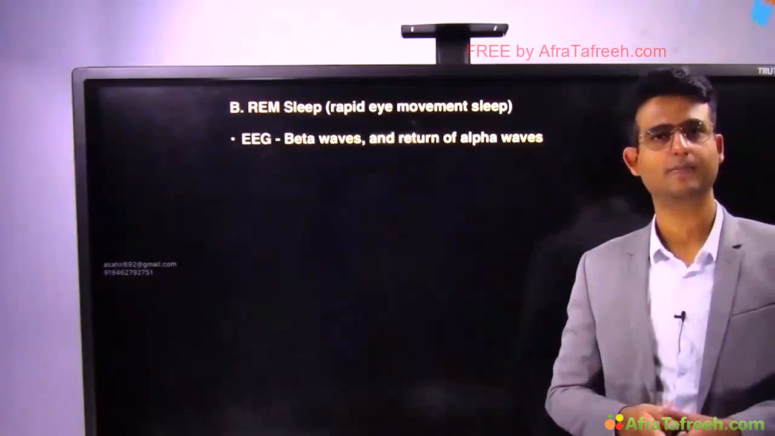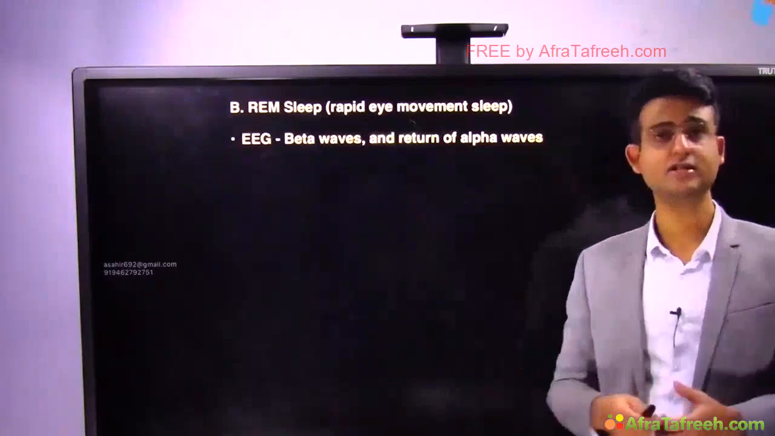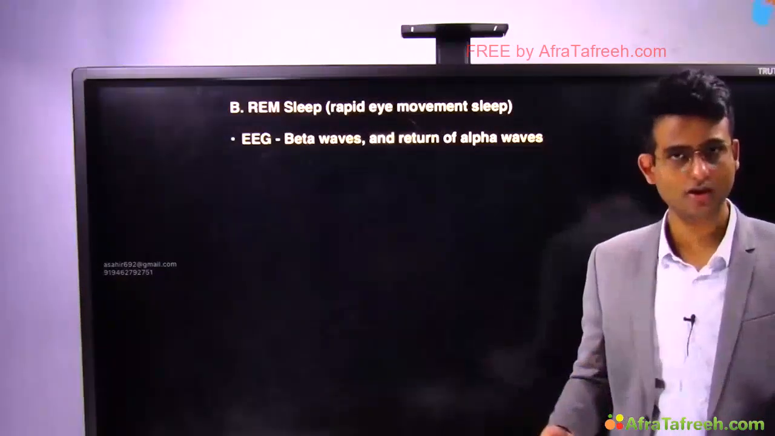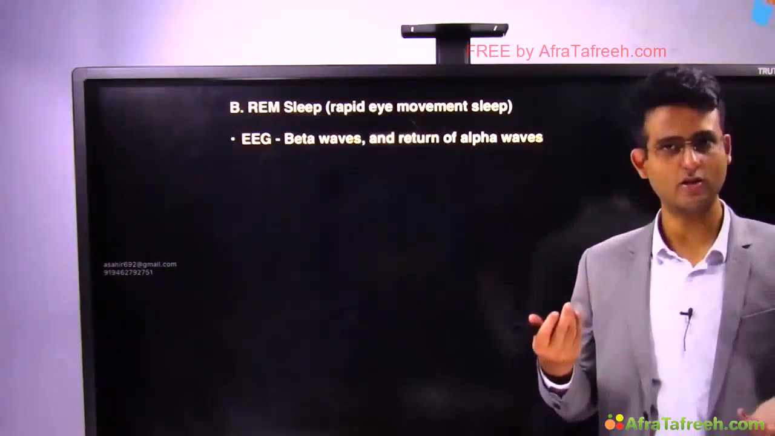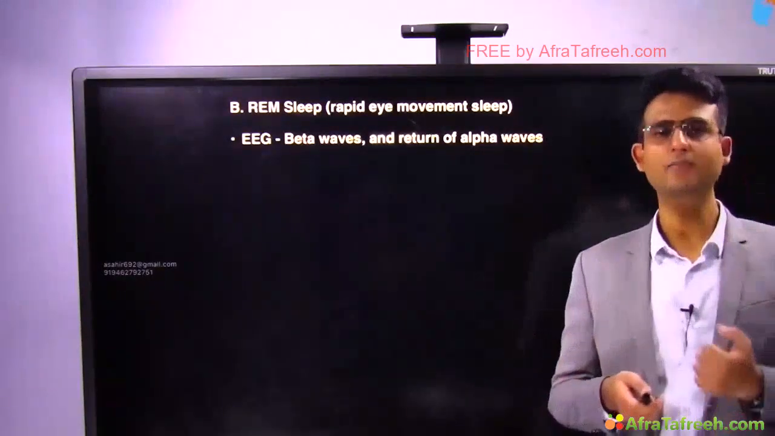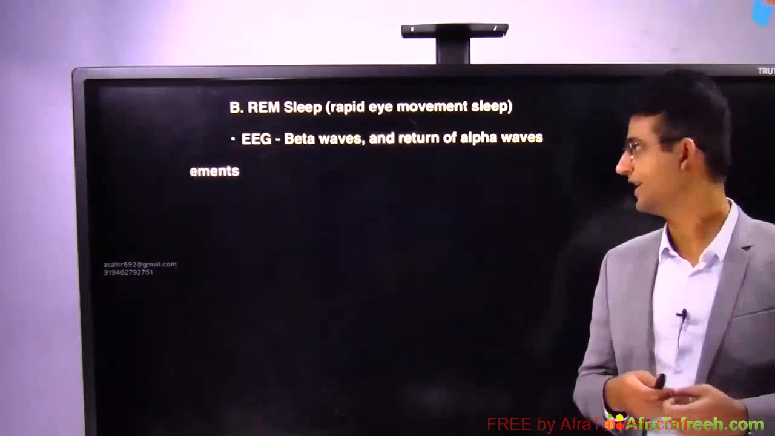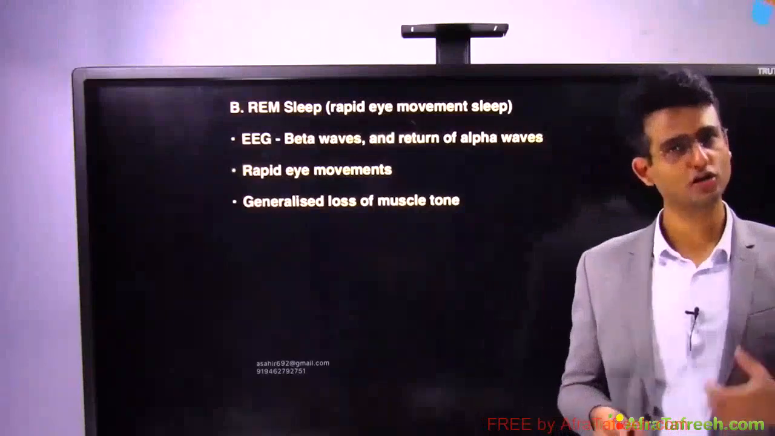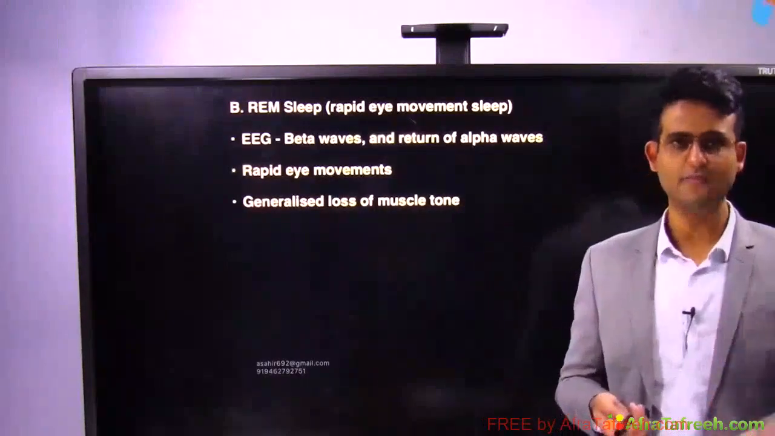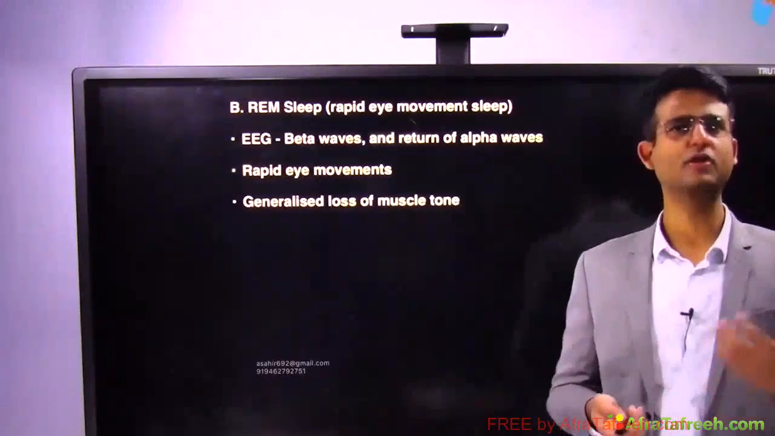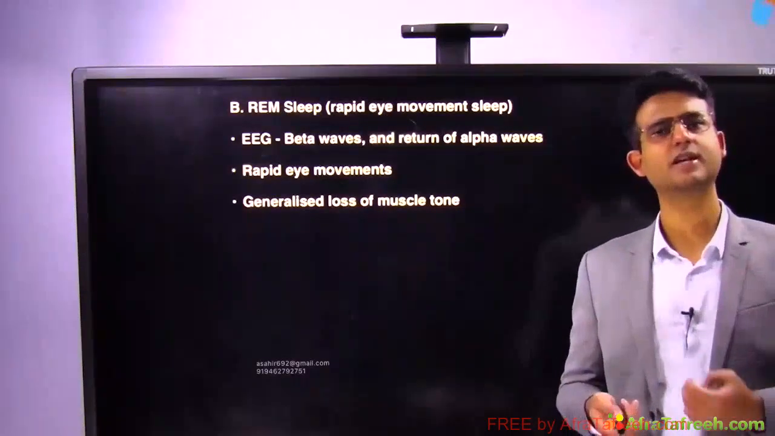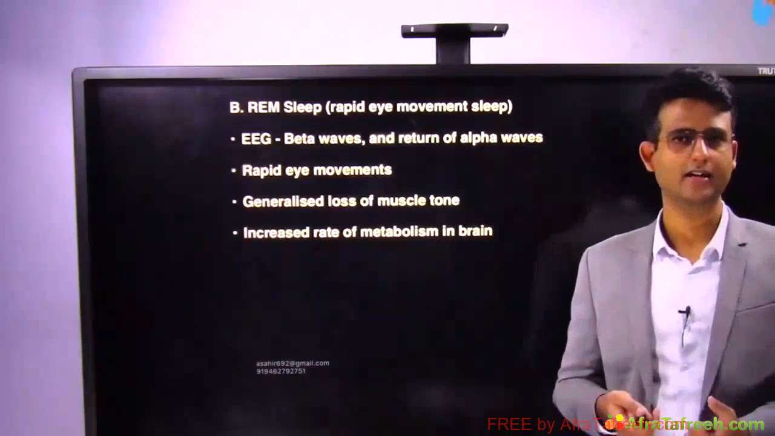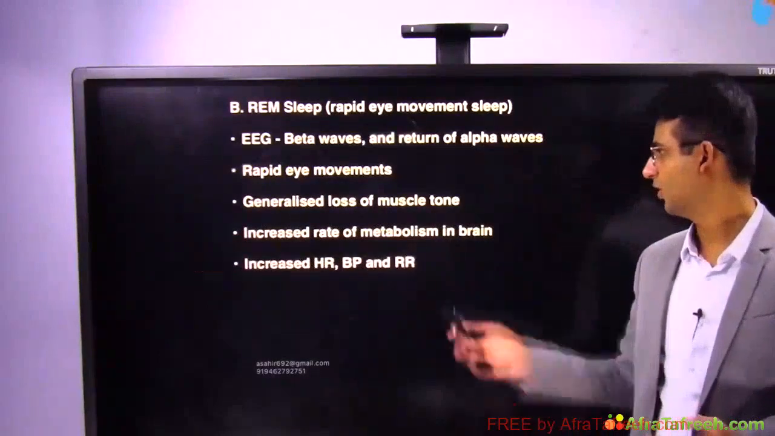Now, apart from these EEG changes, a lot of changes happen in the body too. There is loss of muscle tone. In the rest of the body, the muscle tone is lost, but the eyeballs are moving a lot. There is rapid movement of eyes. And the metabolism of the brain also increases, and most of the autonomic functions also increase. For example, there is increased heart rate, increased respiratory rate, and even the BP also increases.